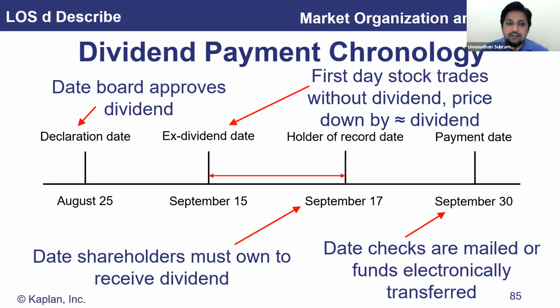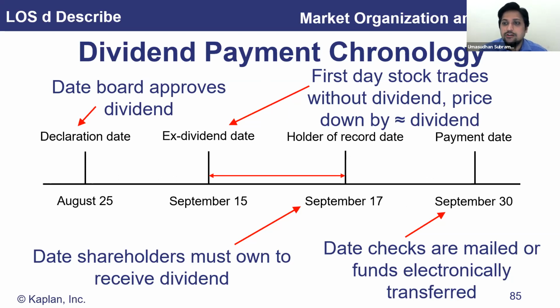Think about it. You're buying the stock on 14th of September, but you're selling it on 18th of September. Will you still get the dividend? You will still get the dividend because you had the stock as of 17th of September.